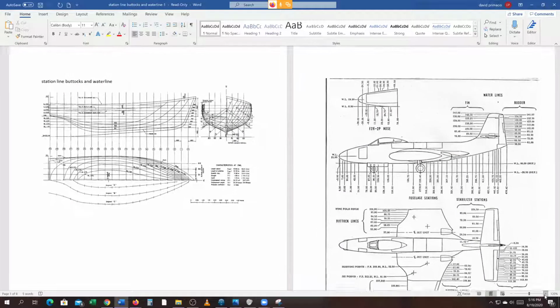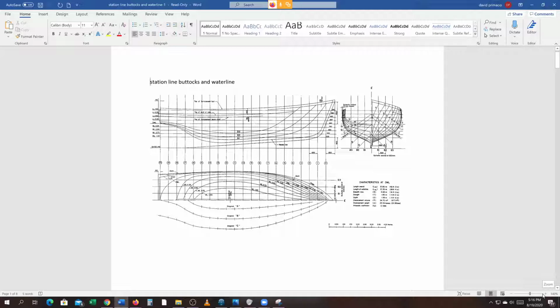Okay. Let's talk about station line, buttock line, and water line. These are coordinate systems that were derived from maritime or shipbuilding. And station line is from the forward and aft of the boat. So the top view is actually looking at a side of the ship.